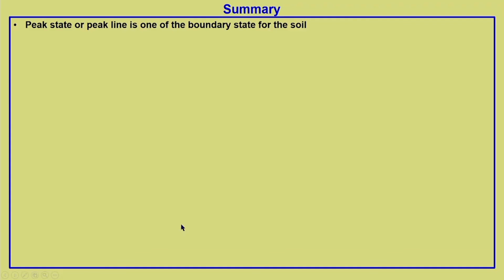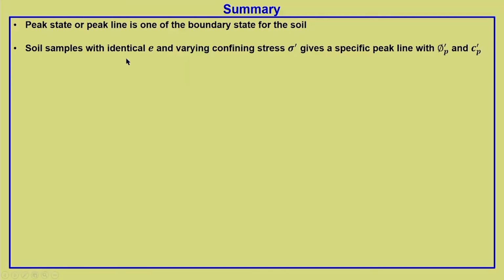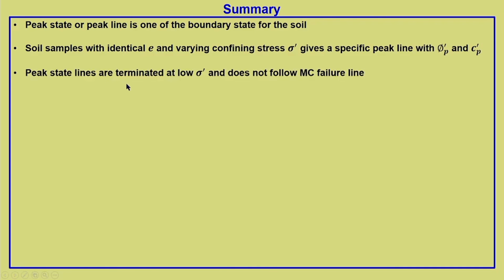So, let us summarize today's lecture. Peak state or peak line is one of the boundary states for the soil. That is where we started off. NCL forms the right boundary, tension cutoff zone on the left, the axis at the bottom, and at the top, instead of critical state, we have the peak line as the boundary. Soil samples with identical E and varying confining stress sigma dash give a specific peak line with phi dash P and C dash P. Peak state lines are terminated at low sigma dash and do not follow the Mohr Coulomb failure line. We have shown this.